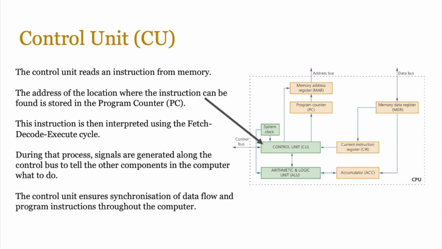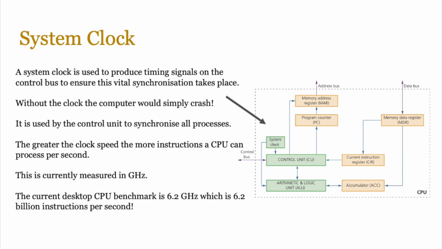It's a very important component. The next component that aids it is a system clock. This is used to produce timing signals on the control bus to ensure there's vital synchronization taking place. Without the clock, the computer would simply crash because it won't be synced. It might try to save the data and fetch the instruction at different times, and that could cause a conflict.